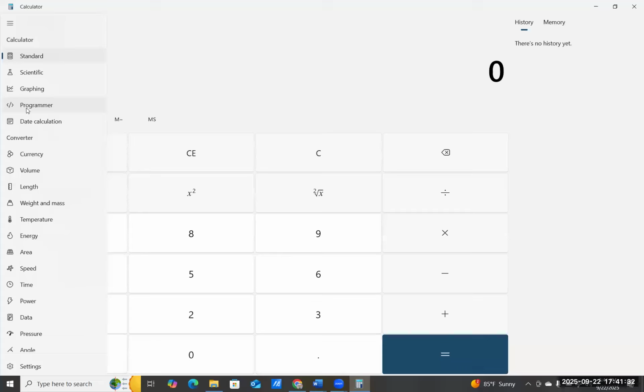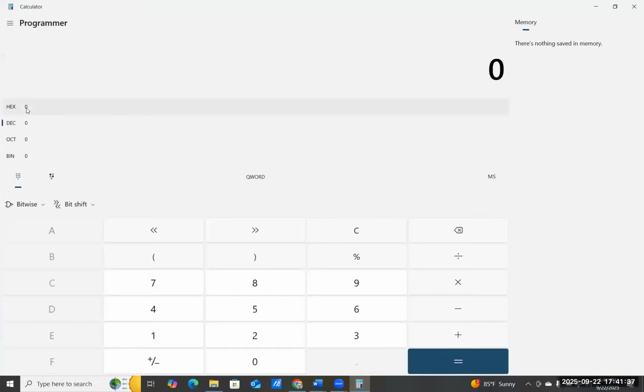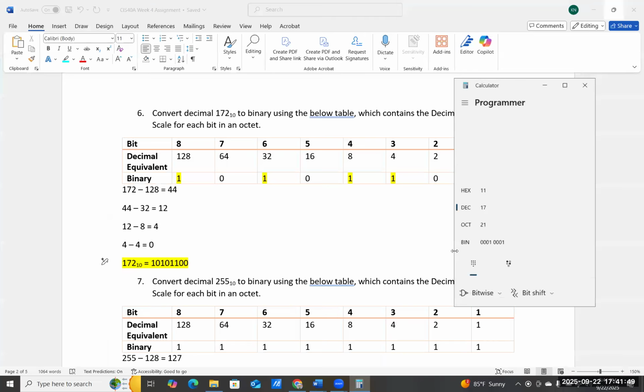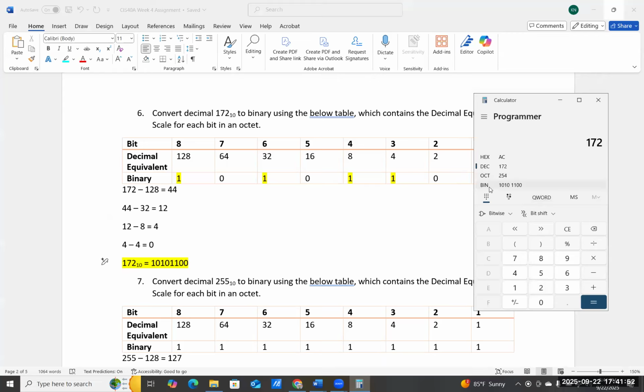We're going to select programmer mode, and it's going to default to DEC for decimal. So we select that option and type in 172. Then you click bin for binary, and you can verify that your answer is correct. And if you want to, you can copy and paste your binary in there. Select clear, select bin, paste your answer in, and check to see if the decimal is 172, right?